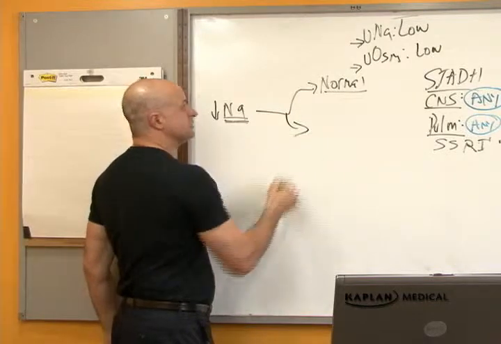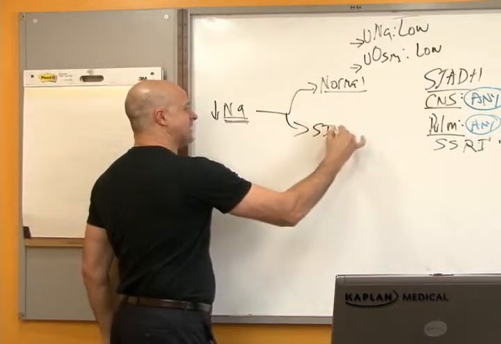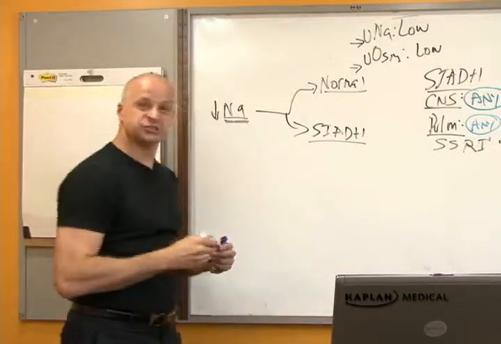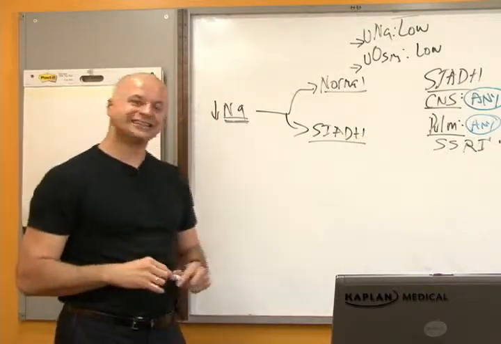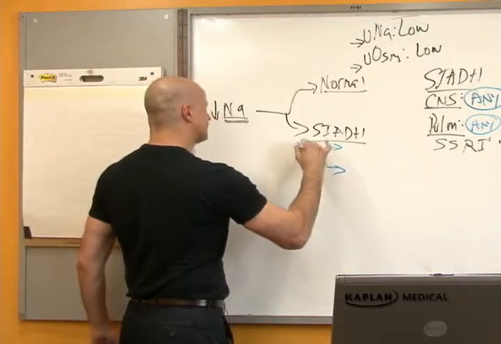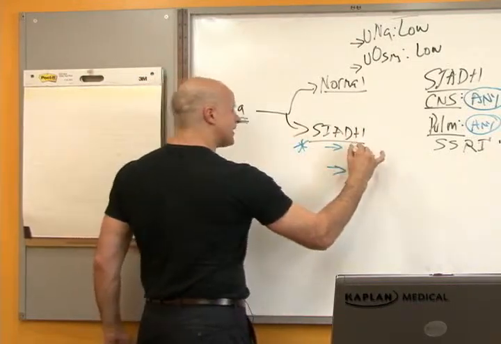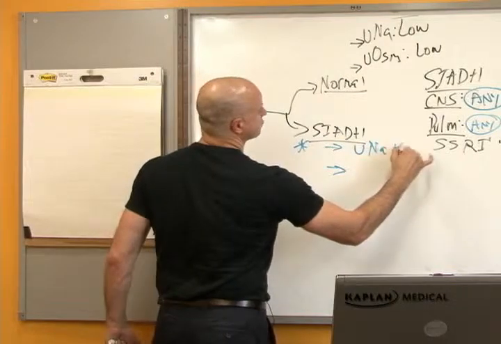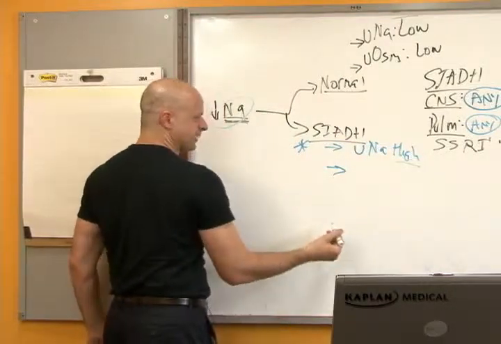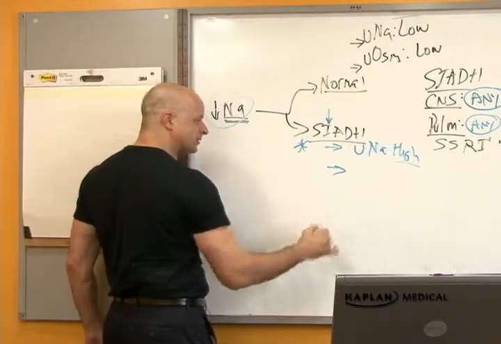Now, he wants to get rid of water, an SIADH person. This is exactly the problem. This is the defect. Instead of making a urine sodium that's low, they're making a urine sodium that's inappropriately high. They have no sodium, but they're pissing it out. That's abnormal. That's inappropriate.